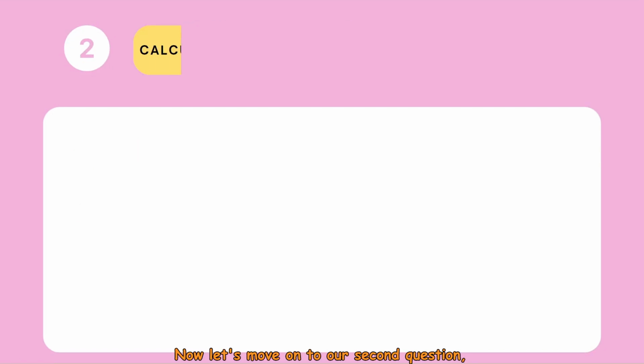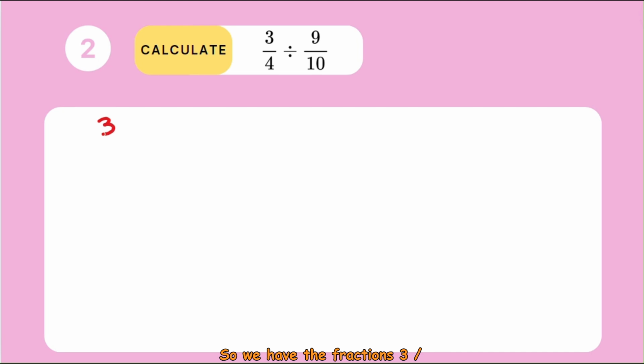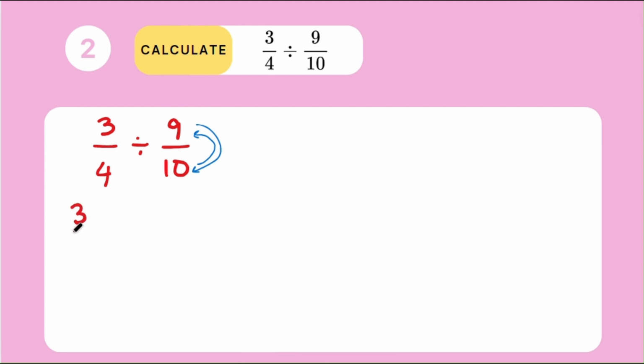Now let's move on to our second question, which is calculate 3 over 4 divided by 9 over 10. So if we have the fraction 3 over 4 and we're dividing it by 9 over 10, now what we are going to do is we are going to swap this fraction. So 10 will go in the numerator and 9 will come as a denominator. So 3 over 4. And now we are going to change this division sign into a multiplication sign. And this 9 over 10 will be 10 over 9.